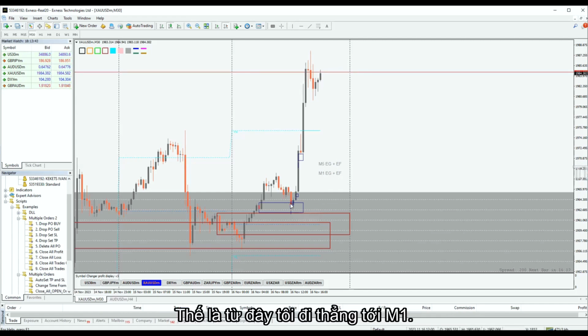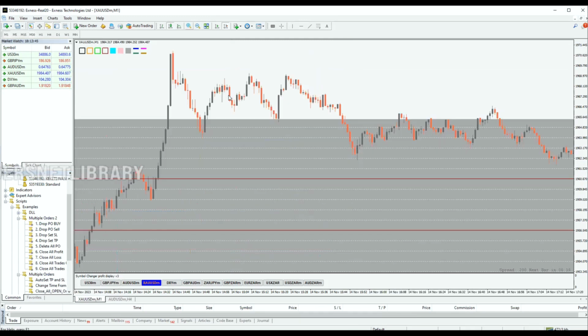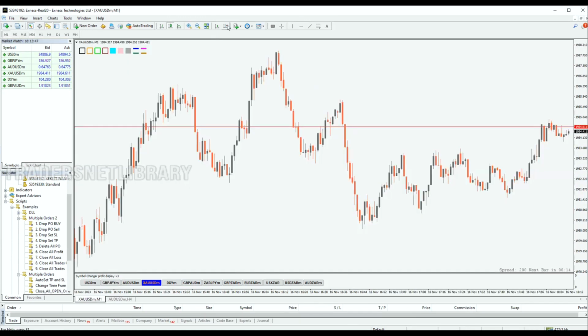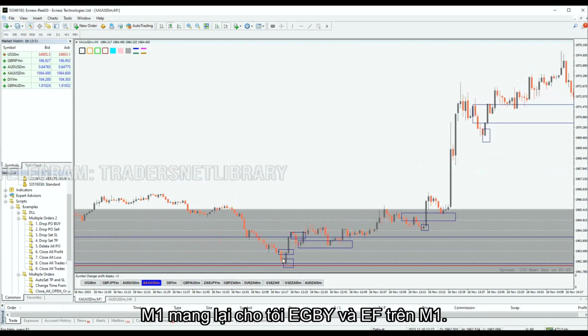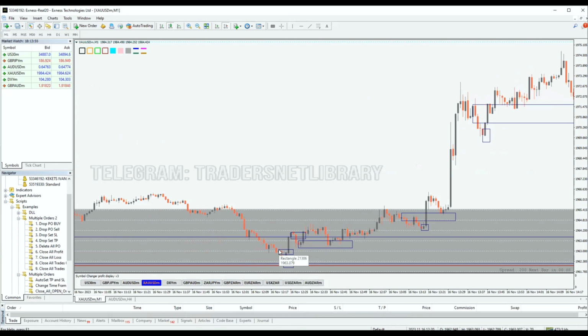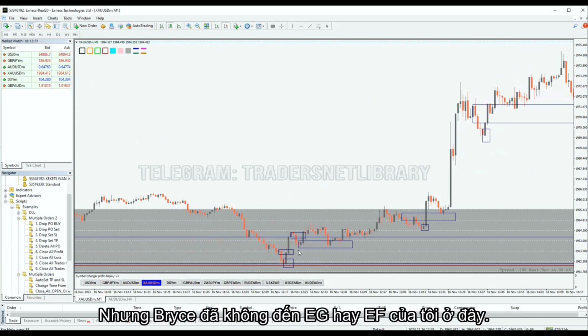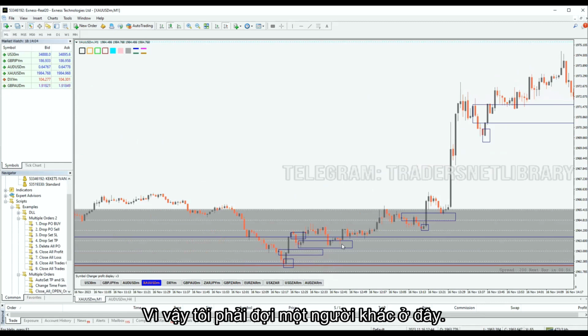So from here, I went straight to M1. M1 gave me EG buy, and EF on M1. But price didn't come to my EG or EF here, so I had to wait for another one here.